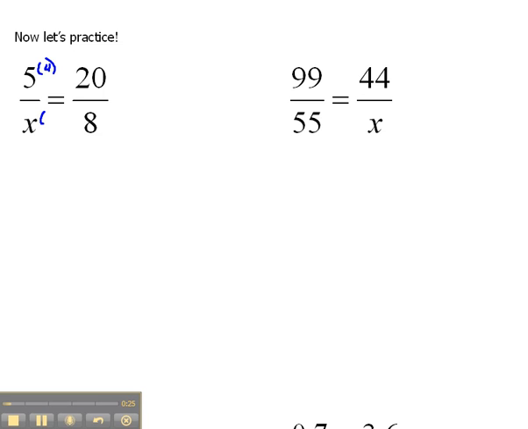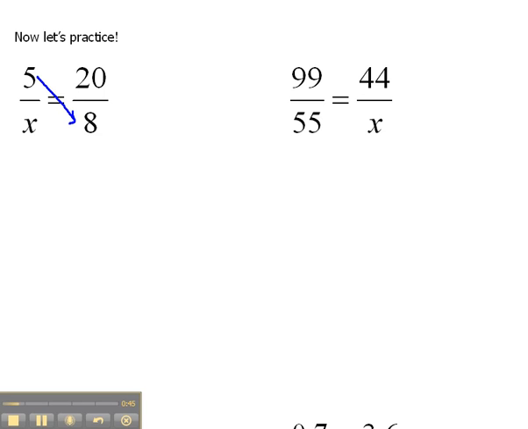So I would have to do the exact same thing to the bottom. I'd have to multiply some number times 4 to get 8. Well, 2 times 4 would be 8. So that tells us that our x here has to be a 2. But again, they won't all work out as nicely. So let's practice our cross product technique.